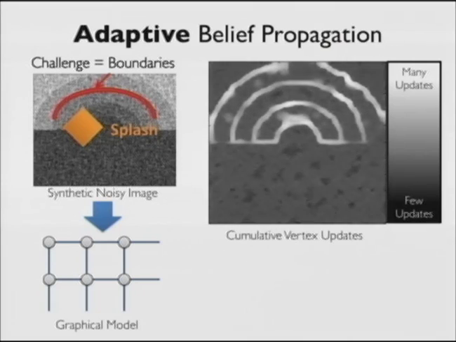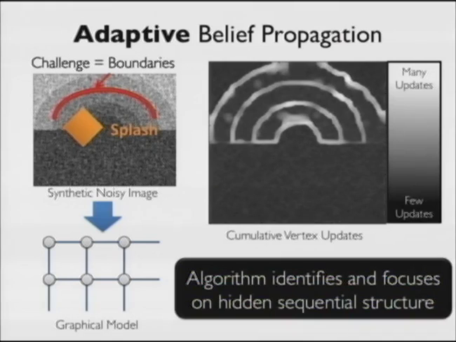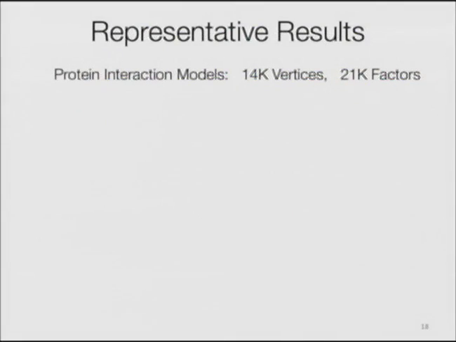Okay. And so as we get to the end, we've seen that the amount of time spent overall on computation was predominantly focused on the challenging regions of the image. So the algorithm is able to identify and focus on the hidden sequential structure. One of the key things we've seen so far here, actually let's look at some quick results. Some representative results of the system.